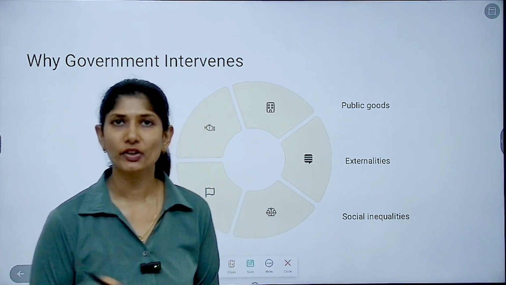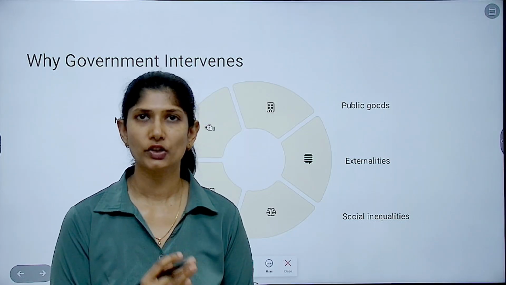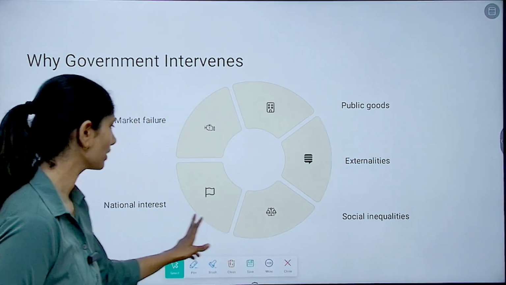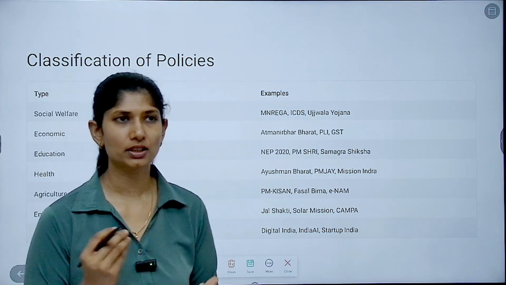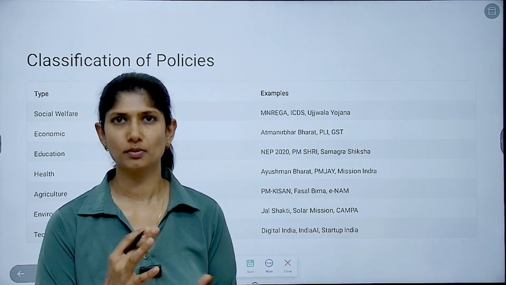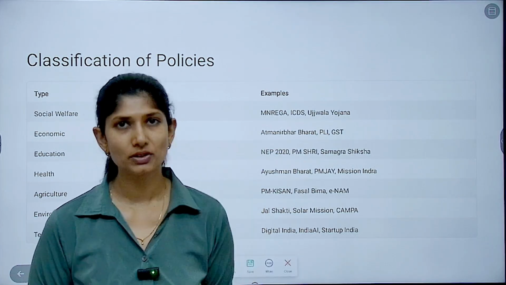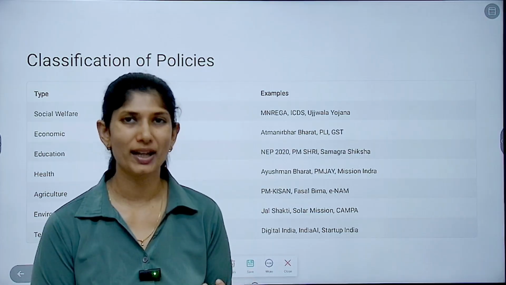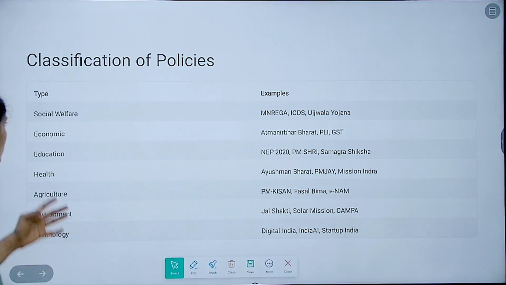So, to address the social inequalities, the government steps in and tries to fill that void or those gaps. We can classify policies, which is a very huge umbrella term. In that, different sections are there with respect to health, education, based on which the schemes are given out. So let's have a look at this.